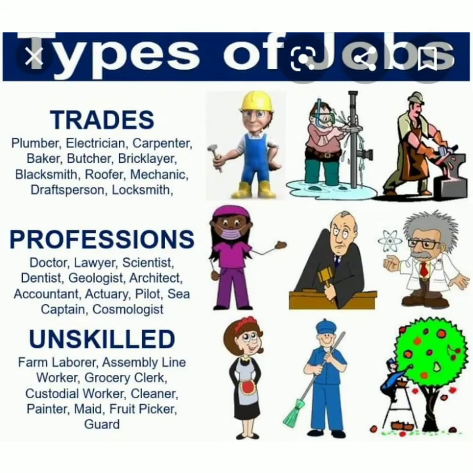The 3 types of jobs: trades, professions, unskilled. Trade worker refers to people who work in a trade whose professions require special skills and work that is done with the hands. Example: plumber, electrician, carpenter, baker, butcher, bricklayer, blacksmith, roofer, mechanic, draftsperson, locksmith.